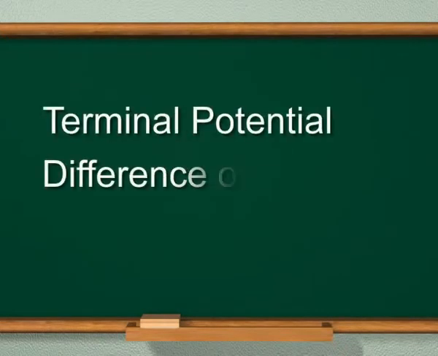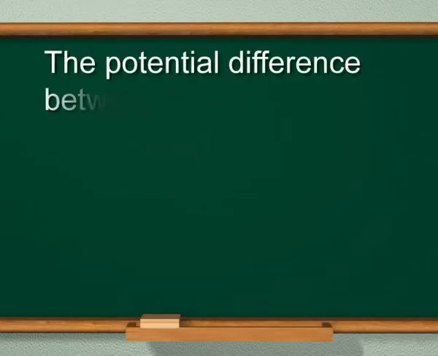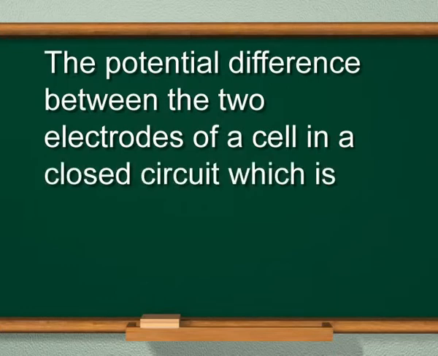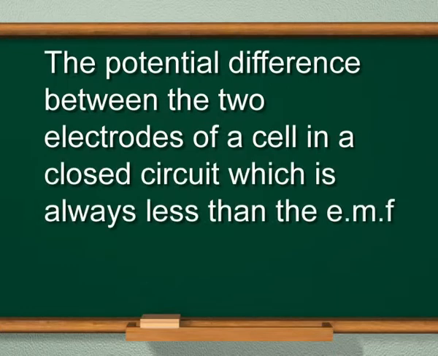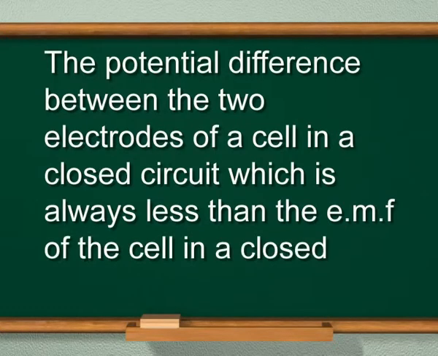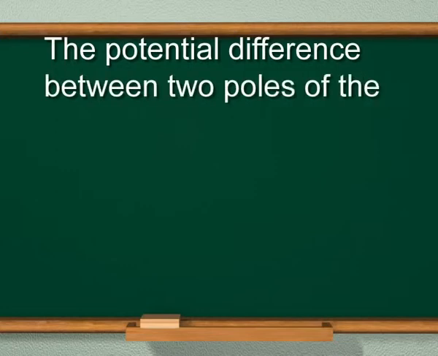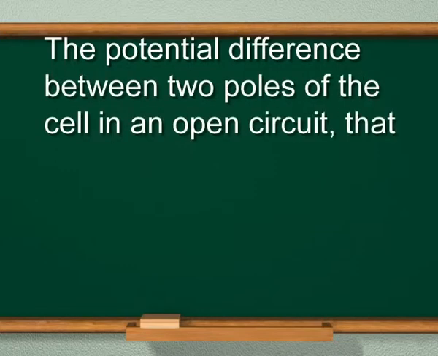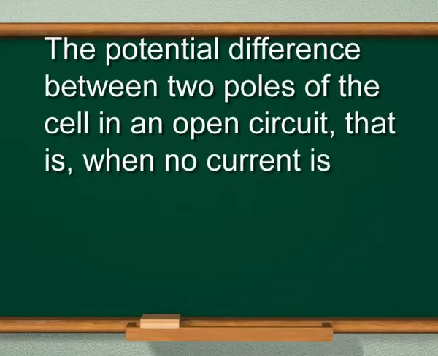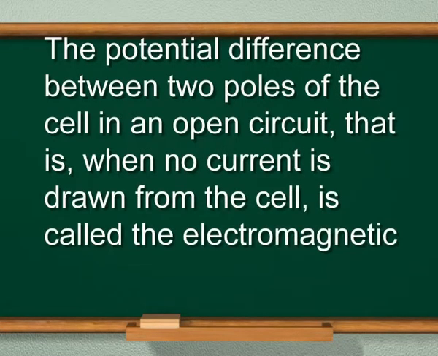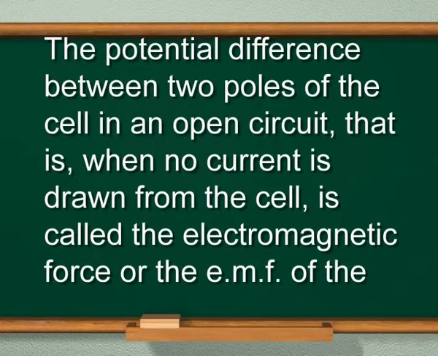Terminal potential difference of a cell is defined as the potential difference between the two electrodes of a cell in a closed circuit, which is always less than the EMF of the cell in a closed circuit. The potential difference between two poles of the cell in an open circuit, that is, when no current is drawn from the cell, is called the electromotive force or the EMF of the cell.